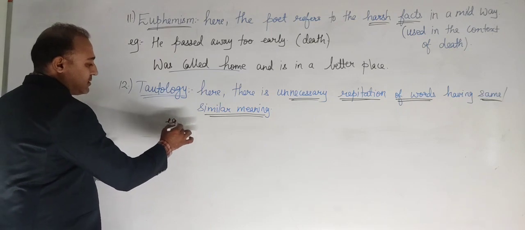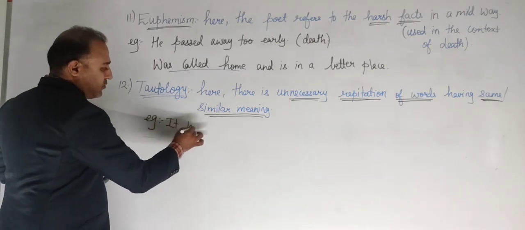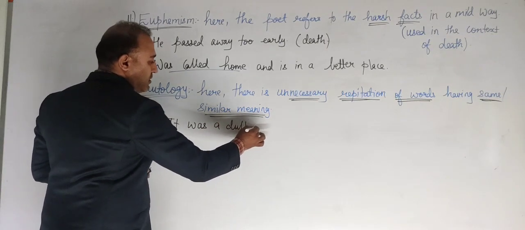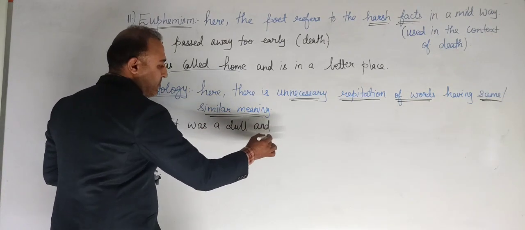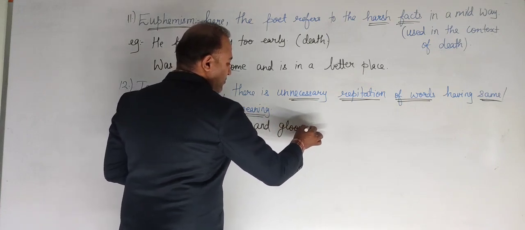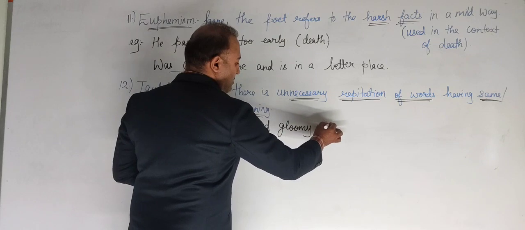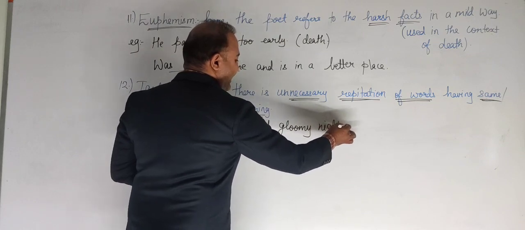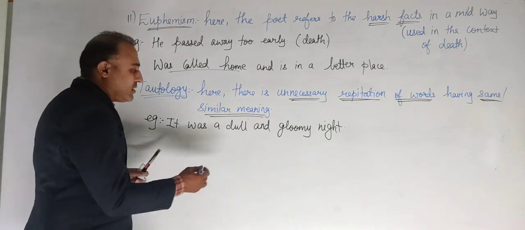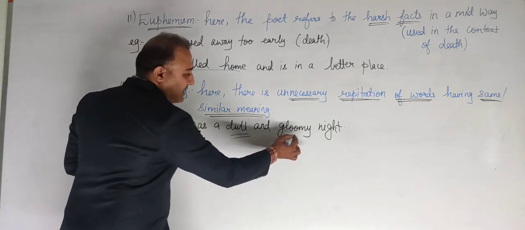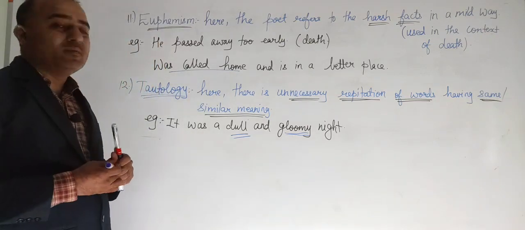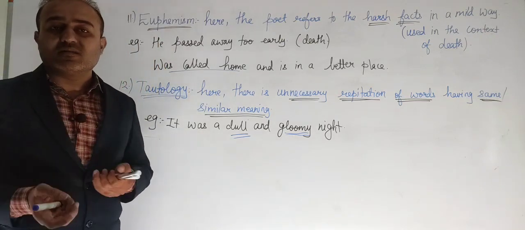Example is, it was a dull and gloomy night. It was a dull and gloomy night. So here you can find out the word dull and gloomy. It means one and the same, right? Dull means dark, gloomy even means dark.